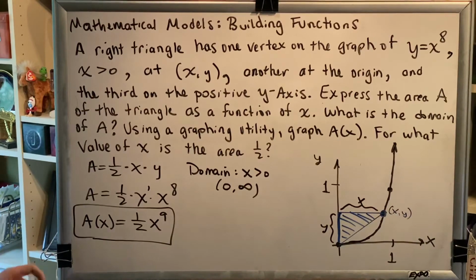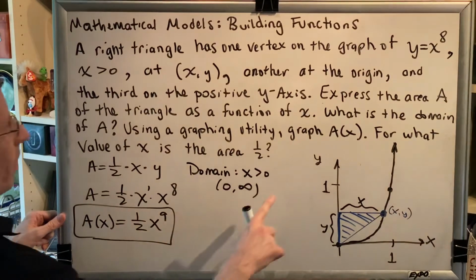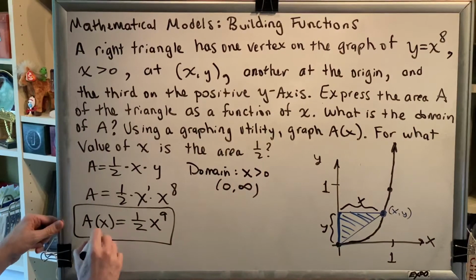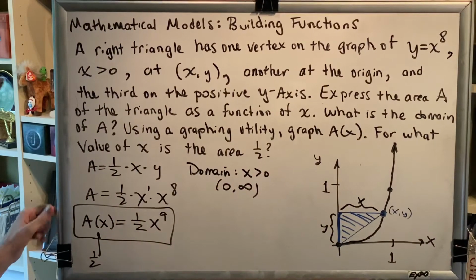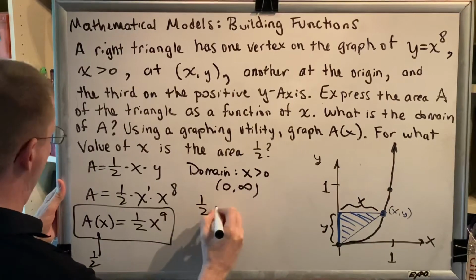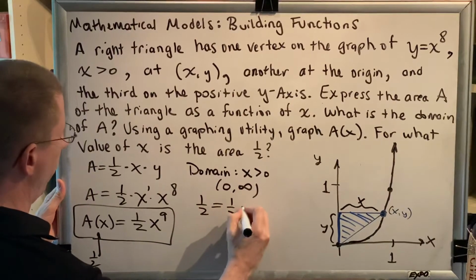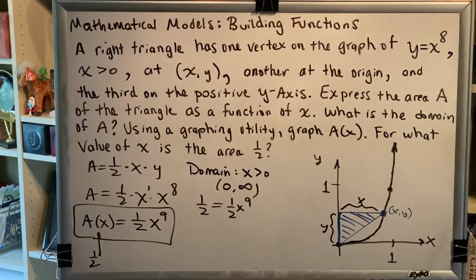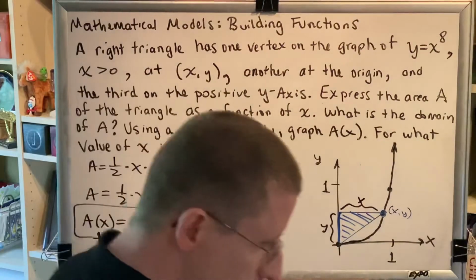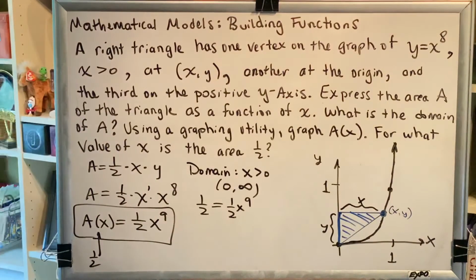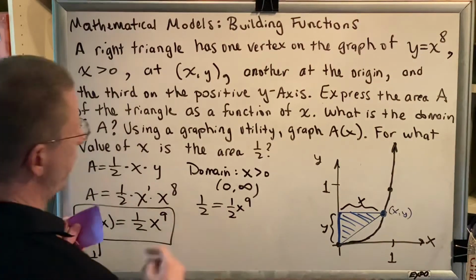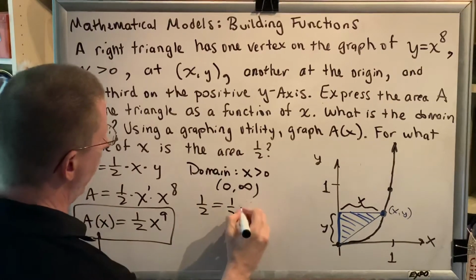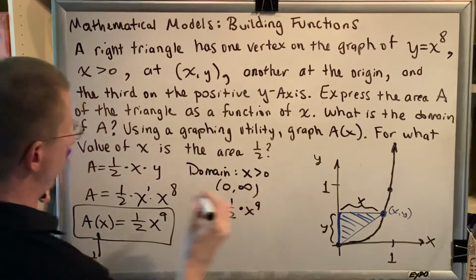So we're going to use our formula right here. They're telling us that the area is 1/2, so that's A of x. So we're going to put 1/2 right here and then solve for x. So 1/2 is equal to 1/2 x to the 9th power. Now, we're going to use a very thoughtful technique here. This is a technique that I like to use from time to time. The 1/2 and the x to the 9th are being multiplied. In fact, I'm going to write this in a slightly different way: 1/2 times x to the 9th.